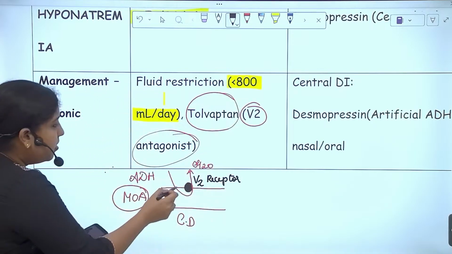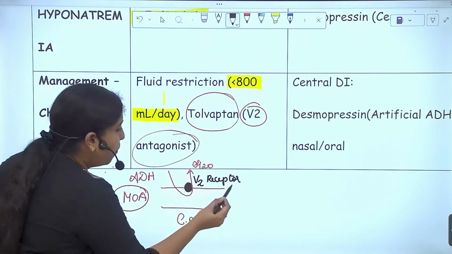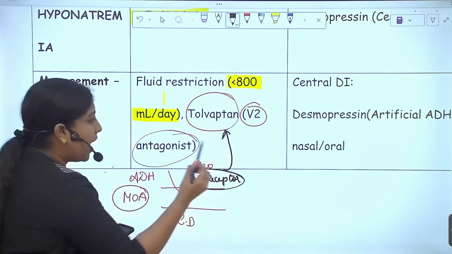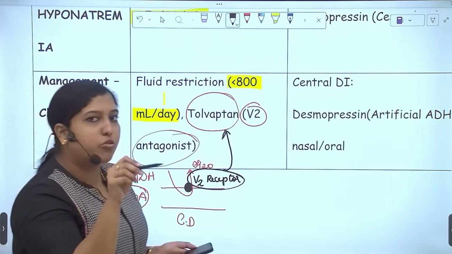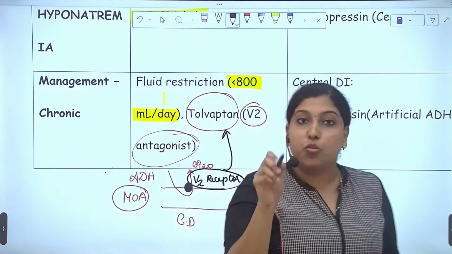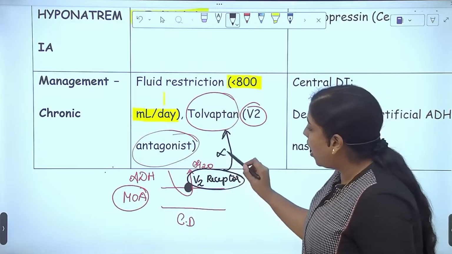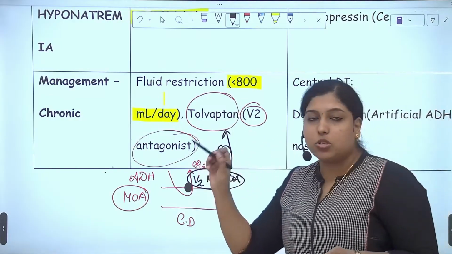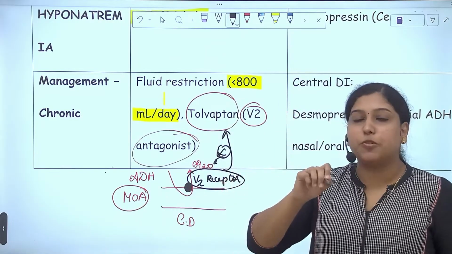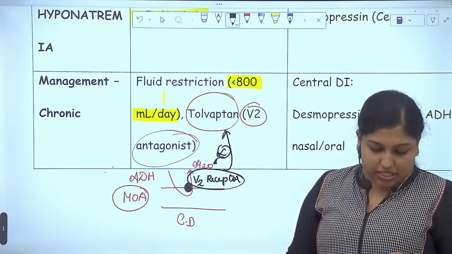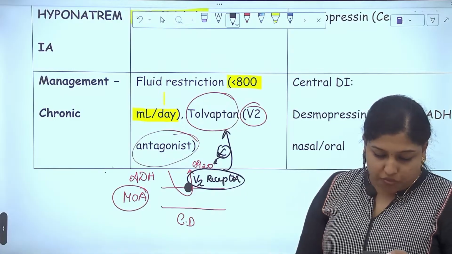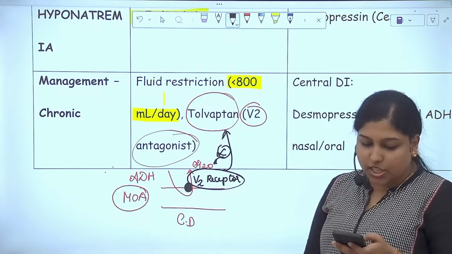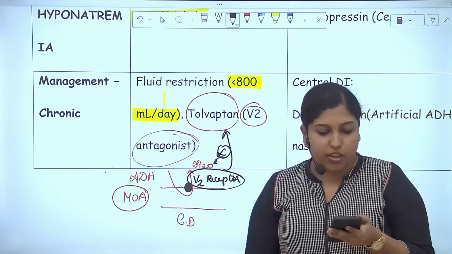So when we are blocking this V2 receptor, what will happen? The drug tolvaptan is doing that action. When I block this V2 receptor, ultimately I reduce the H2O absorption. That's why tolvaptan is the drug of choice in the chronic management of syndrome of inappropriate secretion of antidiuretic hormone. Very good, Sonia. It acts on V2 receptors in the collecting duct and causes H2O reabsorption. Very good, Sonia Mishra. I'm very proud of you.